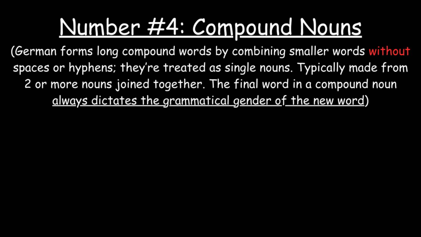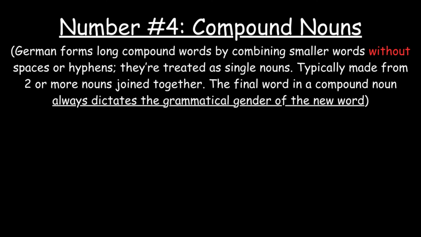Number 4. German has compound nouns. German forms long compound words by combining smaller words without spaces or hyphens. These compounds are treated as single nouns and are always capitalized. What makes them special is that they result in long words that describe a complex concept with great precision, allowing a high level of detail and specification within a single word.